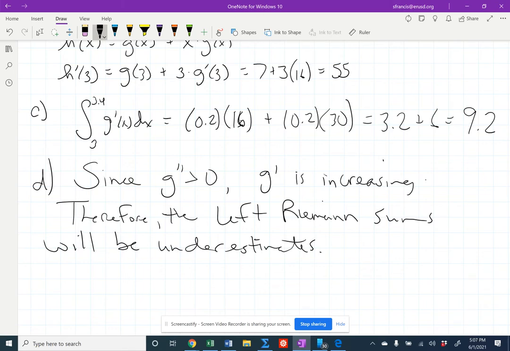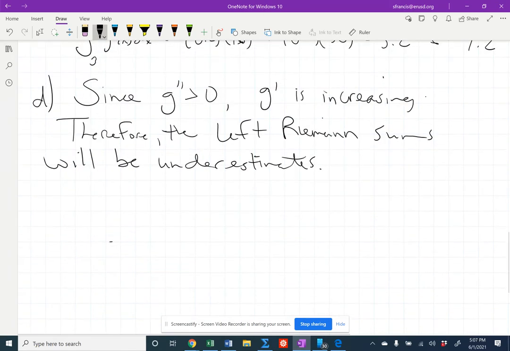Because remember, if the graph is increasing, it doesn't matter if it's concave up or concave down, the left-hand endpoint is going to be the smaller endpoint. So all the rectangles are going to lie below the curve. You don't have to tell me the rectangles lie below the curve. All you got to do is tell me that G prime is increasing, left Riemann sums, underestimates. That's sufficient.